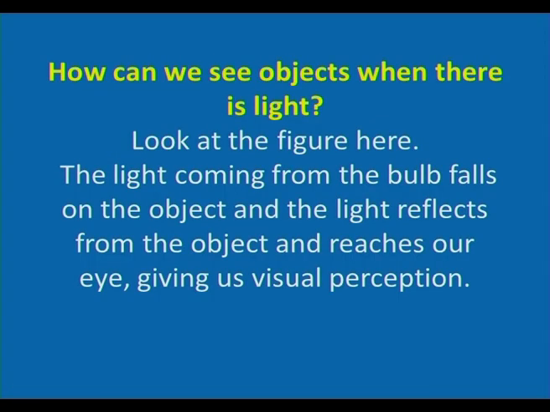Now, how can we see objects when there is light? Now, look at the figure here. The light coming from the bulb falls on the object and the light reflects from the object and reaches our eye, giving us visual perception. Therefore, we can see it clearly.